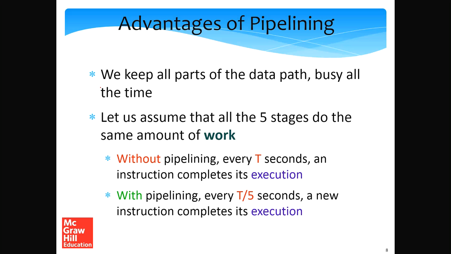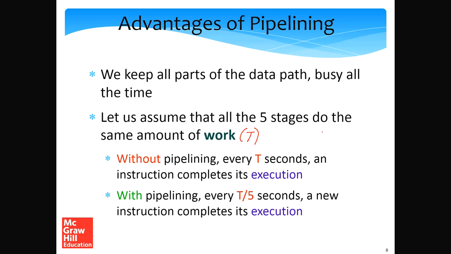So the idea sounds simple, but the question is, where is the advantage? So let's see. We'll have a much deeper discussion on the advantages of pipelining towards the end of the chapter, but let's at least get an initial preliminary idea. So let us assume, and this is a simplistic assumption that is regularly made, that all the 5 stages do the same amount of work, right? If you make this assumption without pipelining, let's assume that the same amount of work means t seconds of work. So without pipelining, every t seconds an instruction will complete its execution, right?